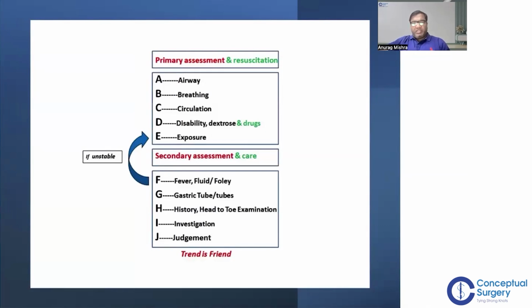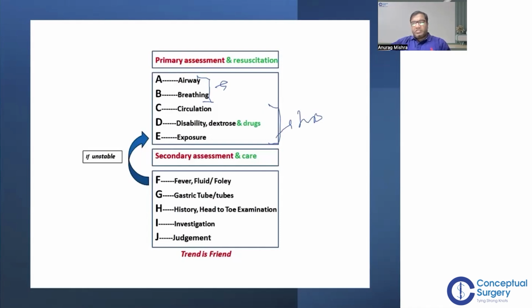Then B is breathing, which is about the respiratory system. Now, why are A and B right there at the top? Because they are the very fast killers. These two can kill within minutes, whereas circulation, head injuries, and other peripheral injuries can still take some hours to kill a person. So that's why A and B are always our priority, even if the patient is bleeding and a lot of things, but airway is not compromised. I think we have to focus on airway first.